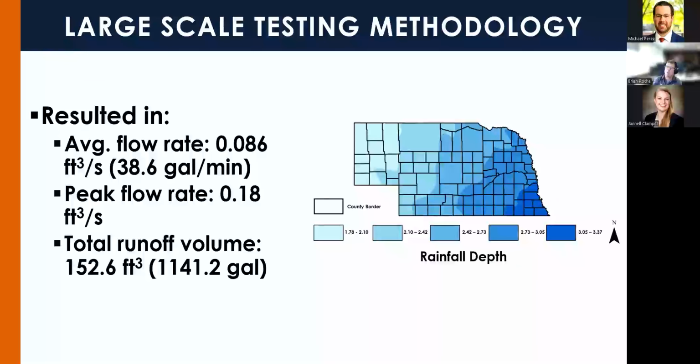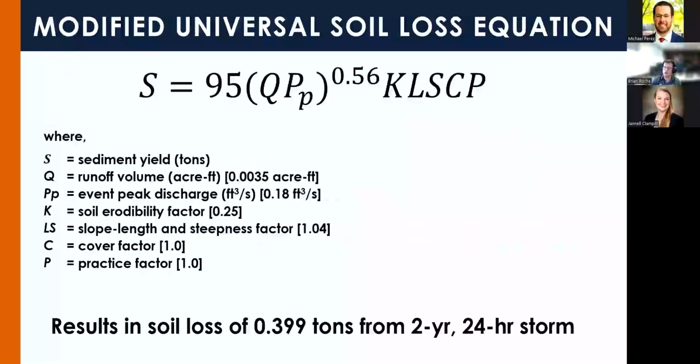All this resulted, for the Nebraska conditions, in an average flow rate of just under 0.09 cubic feet per second, a peak flow rate of about 0.18 cubic feet per second, and a total runoff volume in that peak 30 minutes of just over 1,100 gallons. From here, we used these and other Nebraska average conditions in the Modified Universal Soil Loss Equation, which allows you to figure out the sediment yield from a single design storm event using local conditions.